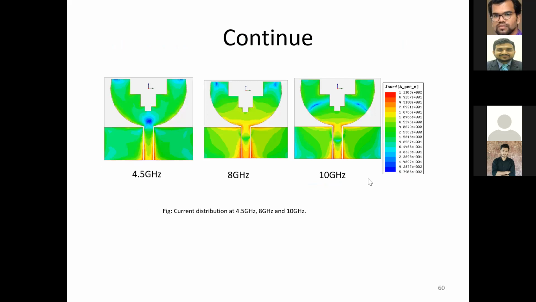This is the radiation, this is the current distribution for the different frequencies. You can observe how the directivity and current distribution are working at 4.5, 8, and 10 gigahertz. I'll not show more details of the radiation, I just want to show you the current distributions.